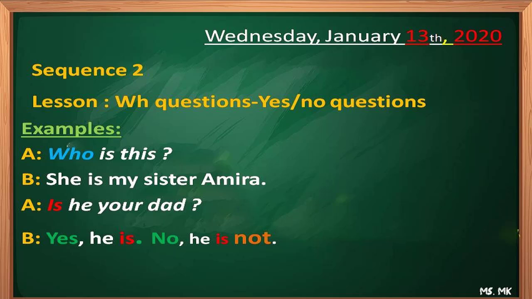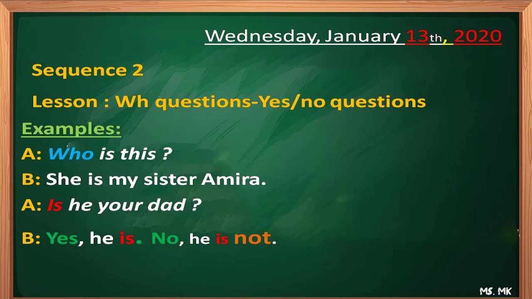Like if we say, is he your dad? We're going to answer yes or no. They work together, they walk together. They cannot be separated. So yes, he is, no, he is not. When I present the drill to my pupils to be repeated, they're going to say yes, he is, no, he is not. So I'm going to present the negative form of not.